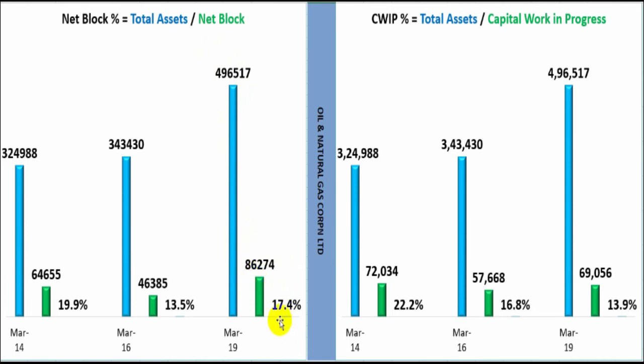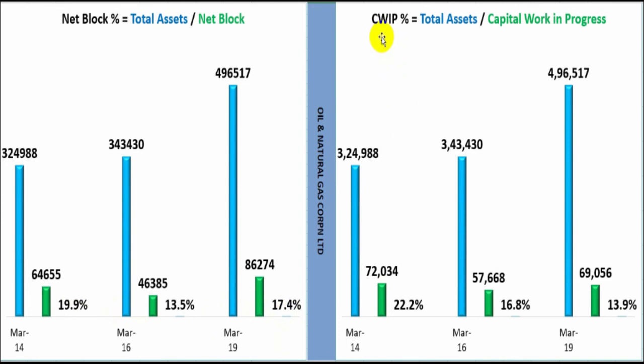That's 17.4%, which is very comfortable, because my benchmark is that net assets or net block should not exceed around 30 to 40% of the total assets. If too much money is occupied in the fixed assets, then that is not generating profits for the company, because fixed assets are what is used to generate profits, but the capital is already occupied. March 16 also it was 13.5%, and in March 14 it was 19.9% of the total assets. So it has always been below 20%, a comfortable zone for me.